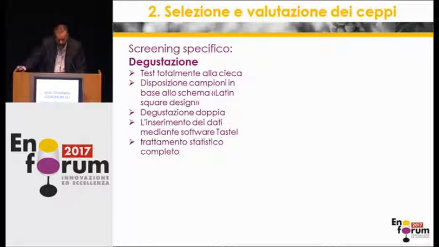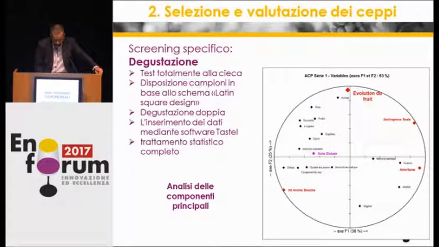In terms of what happens during the tasting, we used here our traditional blind tasting approach with a different order and sequence for each taster using the Latin square design, which means that it's a sort of double-blind tasting. And you also have Tastel software data processing and a complete statistic treatment, which is what we normally use at the agricultural chamber.